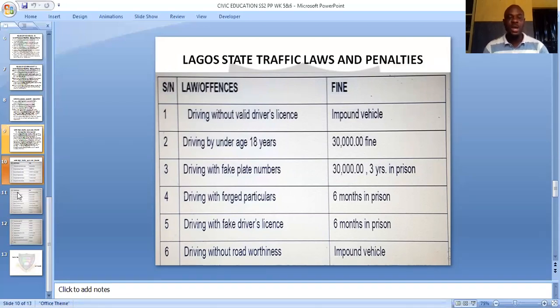Okay. And we have the fourth one there: driving with forged particulars. You're going to spend 6 months in prison, no fine. 6 months straight in prison. Okay. Then driving with a fake driver's license is also 6 months in prison. Driving without roadworthiness, your vehicle is going to be impounded. Okay.